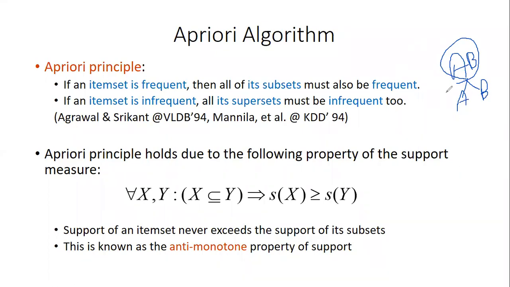Like that will be the subset. So what does the apriori principle say? If an item set is frequent, then all its subsets must also be frequent. If AB is frequent, obviously A and also B are frequent. Conversely, we can say like this: if an item set is infrequent, all its supersets must be infrequent too. That means suppose A is an infrequent item set, then which is the superset of A? AB. So AB is also infrequent. AB, AC will also be infrequent.